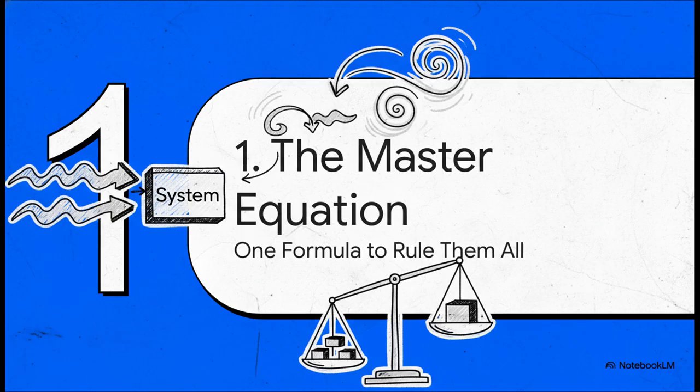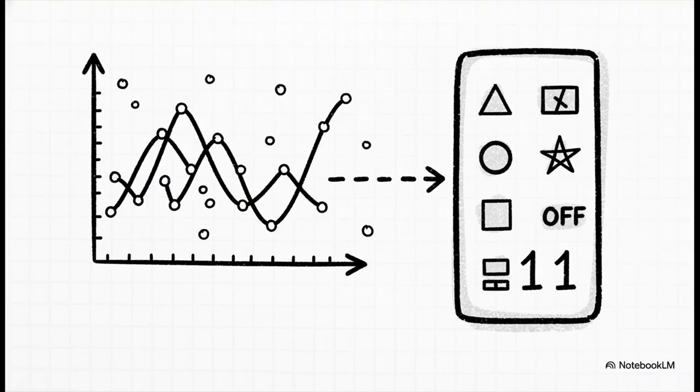So, what is this master formula really doing? At its heart, it's all about balance. It's basically saying that what a system is doing right now, its output, is just a mix of what we've put into it in the past and all the random, unpredictable stuff that happens. You see, the whole point of system identification is to look at some data from a system and find a mathematical story that explains it.